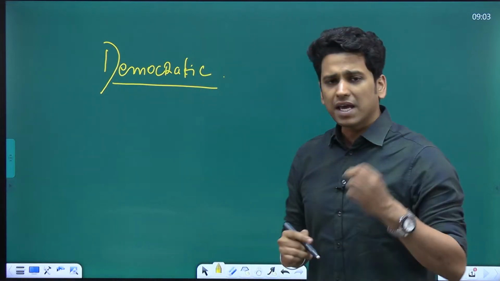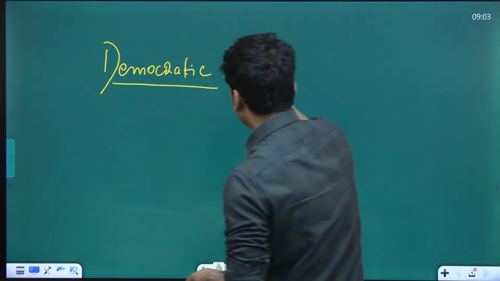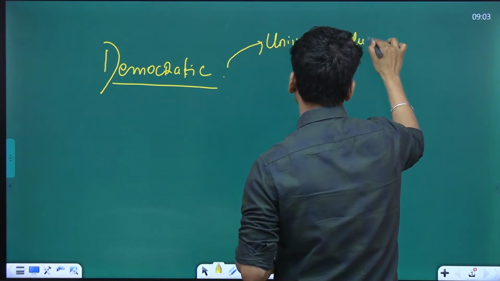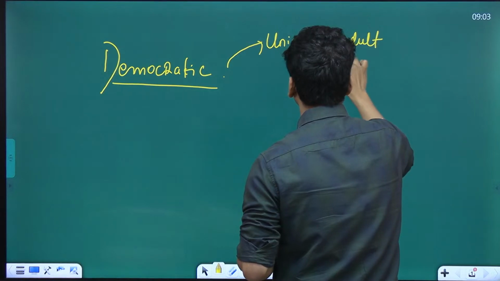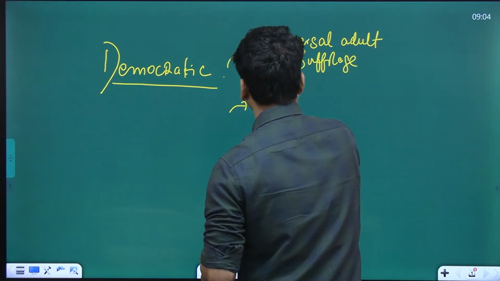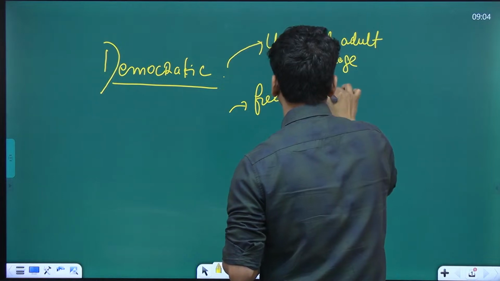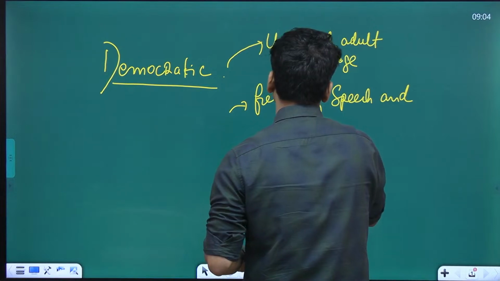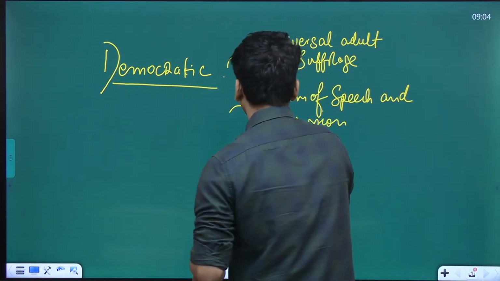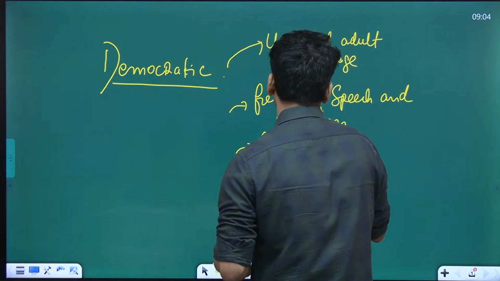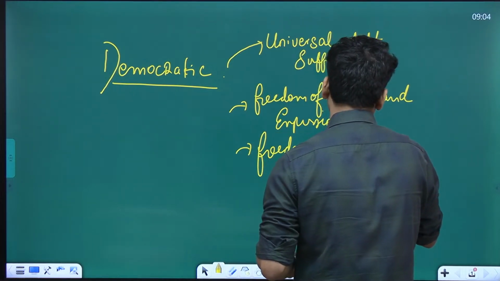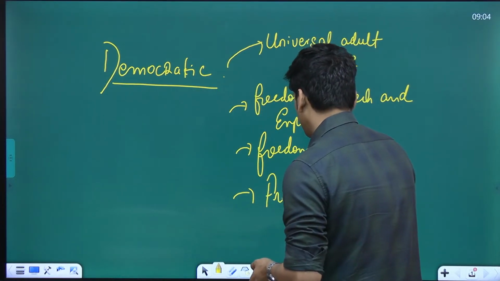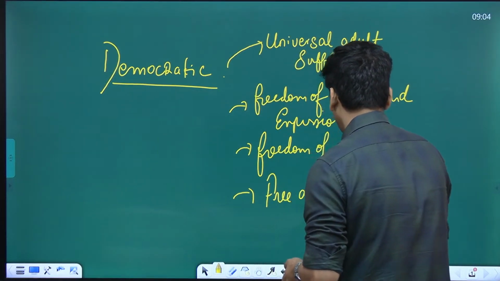First of all, we can call a country a democratic country if there is universal adult suffrage. First point, this is very very important. Voting rights should be there. Then you need to have freedom of speech and expression. This is also very important. Then we talk about freedom of choice. This is very important. And then another feature we can talk about is you need to have free and fair elections. This is also very important.